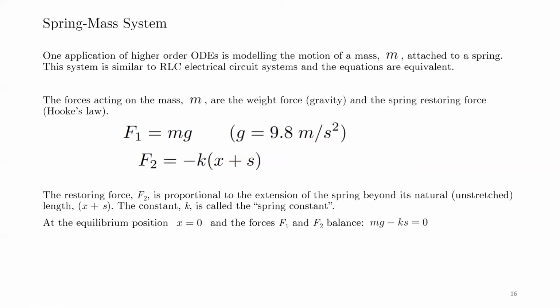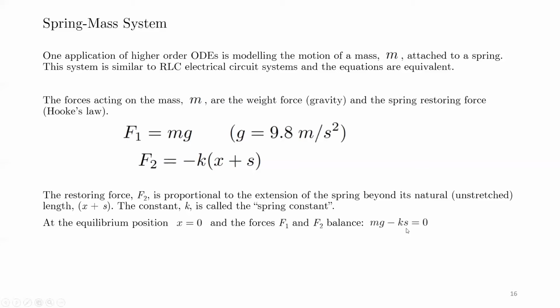So these are our two forces acting, or at least the two that we're considering at the moment, acting on our system. And at the equilibrium position, x equals 0, the forces F1 and F2 have to balance, because if the spring is not moving at all, then these forces have to be in equilibrium. So the sum of those forces has to equal 0. So when x equals 0 at the equilibrium position, the sum of these forces, F1 plus F2, has to equal 0. And so that's what this equation here is.